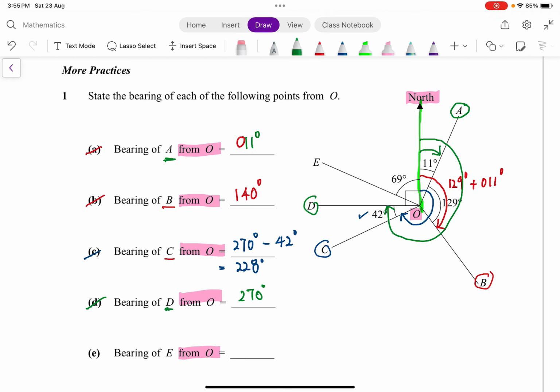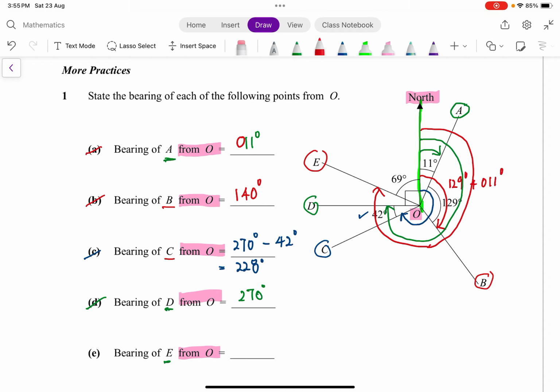Now let's take a look at the last one for the first question. So it says find the bearing of E from O. So now point E is here. So I hope you get the idea now. So again, I need to take reference of the angle north line from O, and it go all the way until it touches the line joining O and E, so which is this angle here.